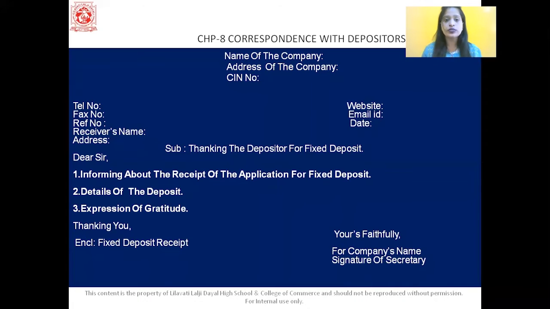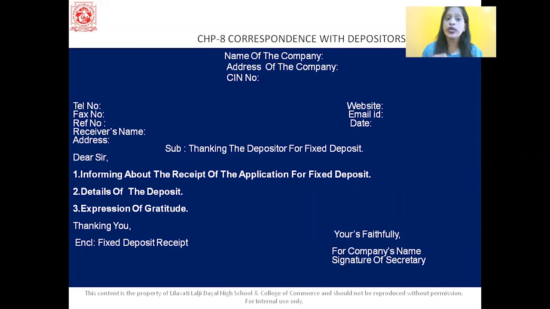So students, the secretary is saying, we are in receipt of your application dated dash for investment of rupees dash in fixed deposit as per the terms and conditions stated for a period of 2 years. Basically, in the first pointer, the secretary is telling the depositor that he has received the application for a deposit into our company. The amount is of 1 lakh, and the tenure will be 2 years.